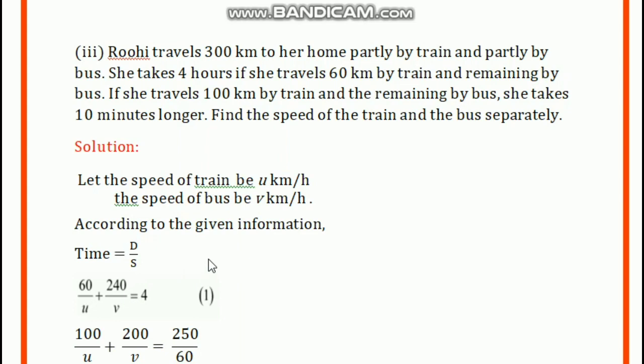And the second one, see this, she takes 4 hours, that is the first one. And the second one, if she travels 100 kilometers by train and the remaining by bus, she takes 10 minutes longer. So what is meant by 10 minutes longer? For example, if it is 4 hours, then 10 minutes longer means 4 hours 10 minutes. Okay, she is taking an extra 10 minutes.